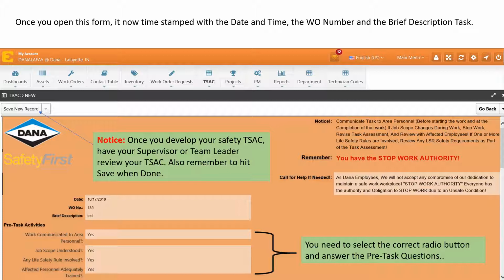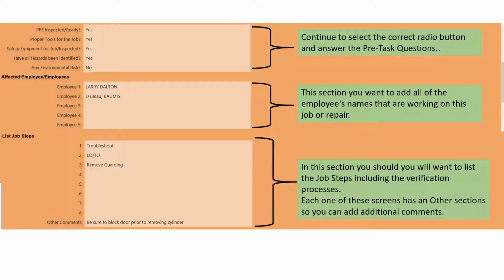It's pretty easy to walk down through this form. You'll see that this page here starts out with the date, the work order number, and the brief description for the work order. And then you just start out with your pre-task activities, and those are radio buttons you can click yes or no on. Now you'll continue to fill out the radio buttons by just answering the pre-task questions.